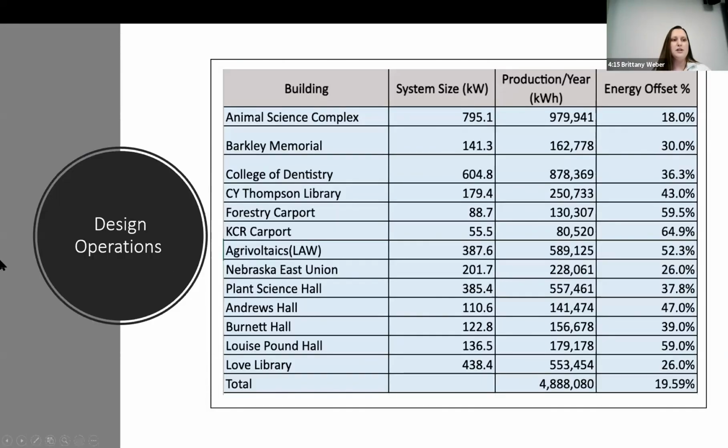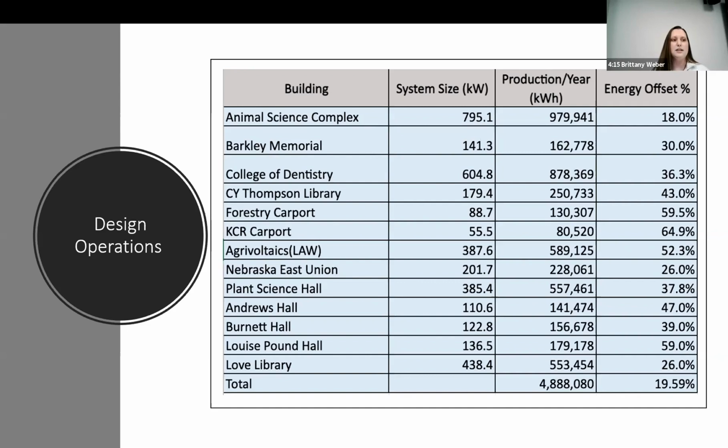The table on the screen shows the detailed data from all of our designs. This includes the carport and the agrivoltaic system. The table shows each building's energy offset and system size. The building that has the largest offset of 64.9% is our carport design that is connected to the KCR building on the East Campus.